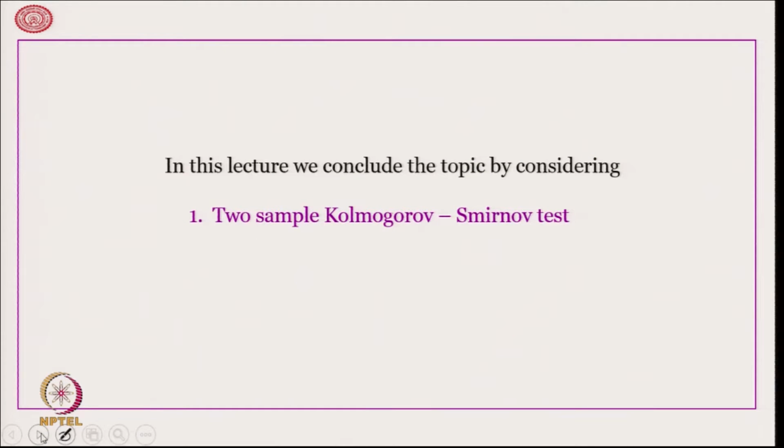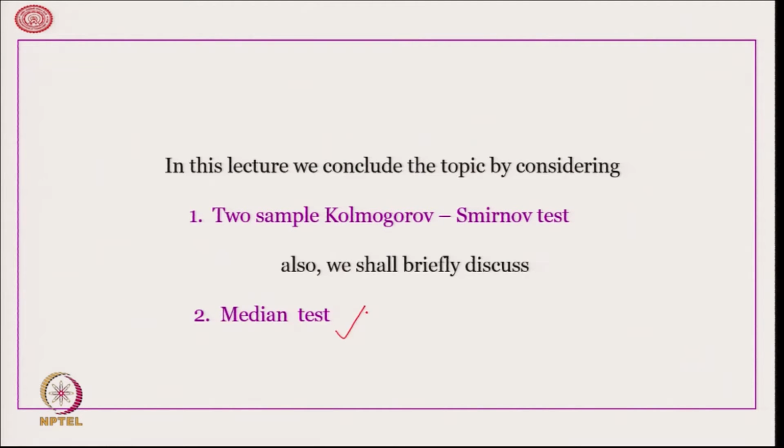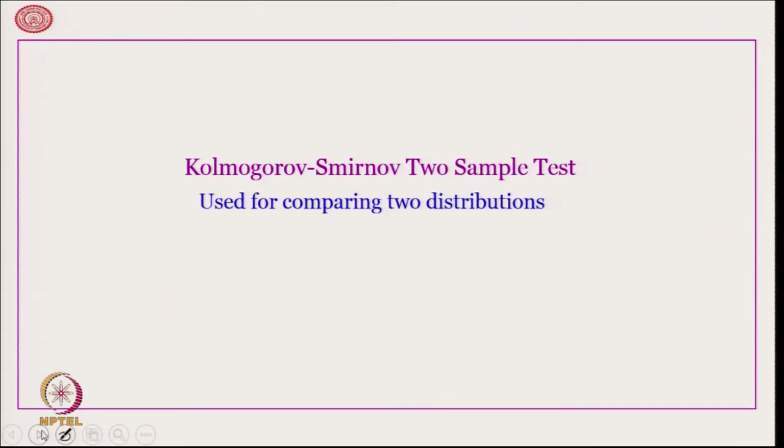In particular, the one that we study extensively is the two sample Kolmogorov-Smirnov test. This is typically used for comparing the distributions of two populations, and we shall also briefly discuss the median test for the same purpose, but definitely the two sample Kolmogorov-Smirnov test is much more powerful than the median test. So, let us discuss the Kolmogorov-Smirnov two sample test.